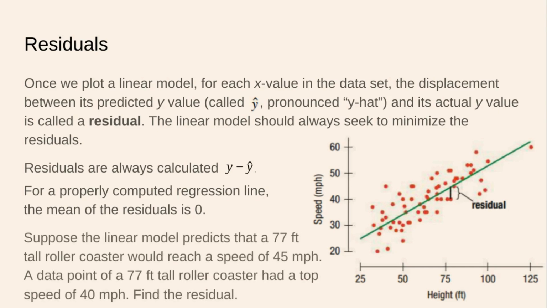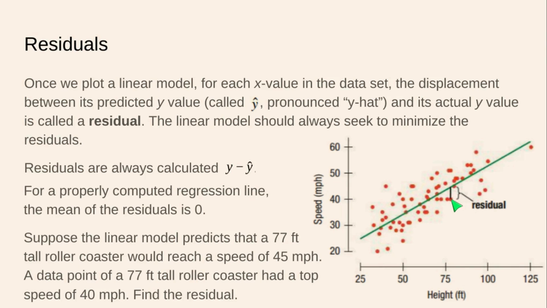So here's an example. Suppose the linear model predicts, as this one seems to, that a 77-foot tall roller coaster, so about this tall, has a top speed of about 45 miles per hour right there. A data point of a 77-foot tall roller coaster had a top speed of 40 miles an hour, talking about this point right here.